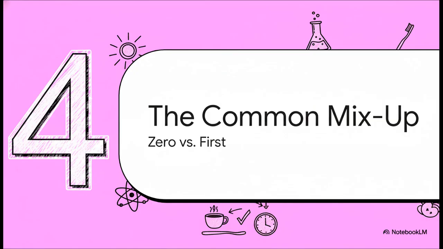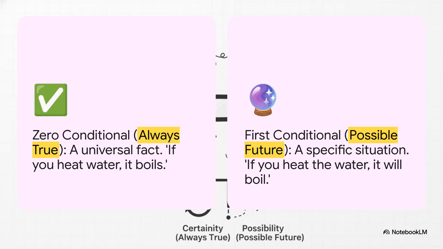Now, let's talk about the one thing that trips a lot of people up: the difference between the zero conditional and its very close cousin, the first conditional. Nailing this difference is really the key to mastering both. Okay, here's the absolute crucial difference. The zero conditional is for facts that are always true, like universally. The first conditional, on the other hand, is for a possible thing that might happen in the future.